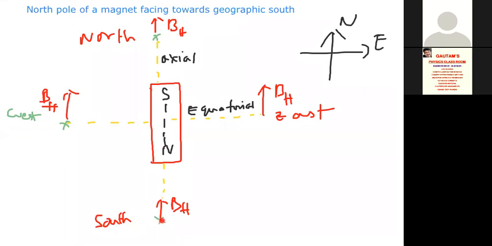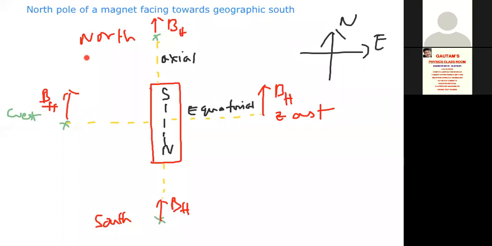Towards south. This line is called the axial line. This line is called the equatorial line. Everywhere BH will be towards geographic north. That is Earth's horizontal component of magnetic field. BH is called Earth's horizontal component of magnetic field. It is always towards geographic north, fixed towards geographic north.